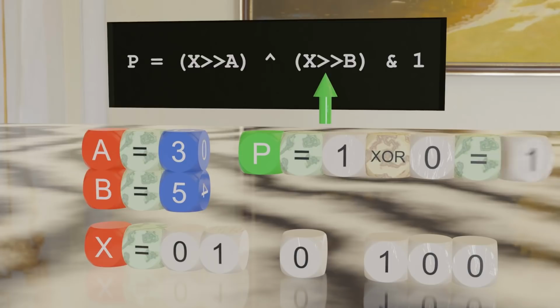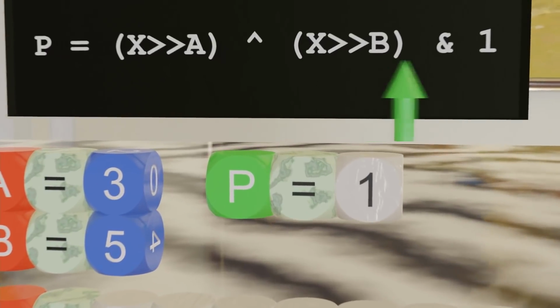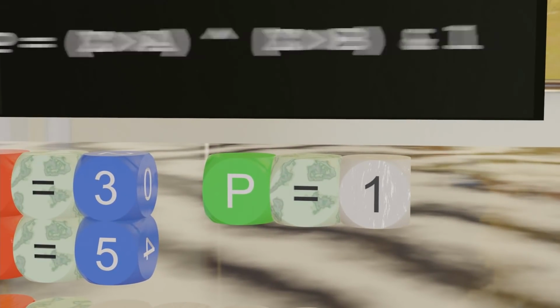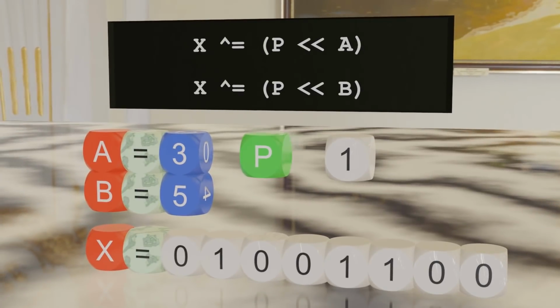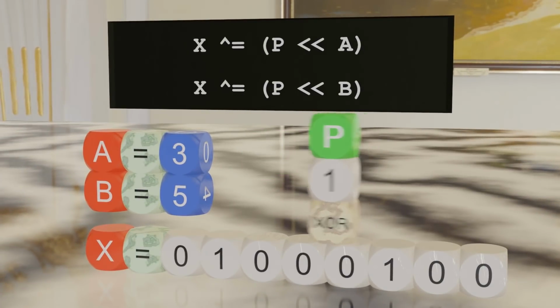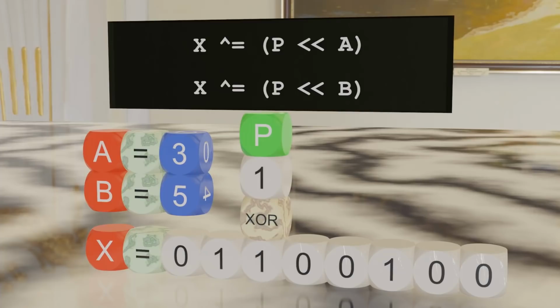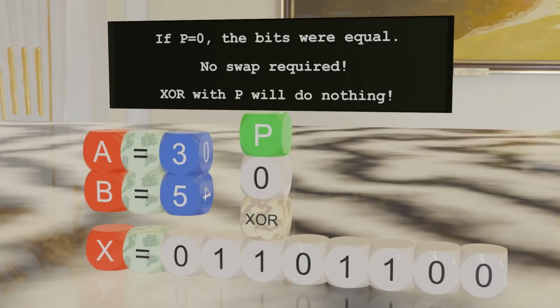And then we AND that with 1. That's going to give us a 1 if the two bits in x are different, and it's going to give us a 0 if the two bits were the same. If the two bits need to be flipped, in other words, if p just here is a 1, then what we can do is just shift p over to the correct indices and flip the bits by XORing with p. And if p is 0, then we don't have to change anything because this same XOR here will have no effect at all. We've effectively swapped the bits.